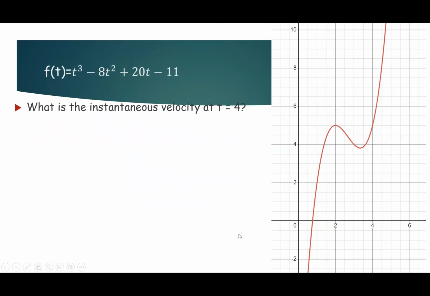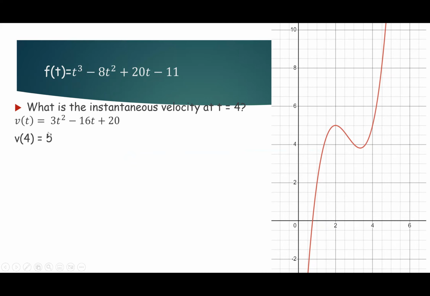What's the instantaneous velocity at t equals 4? Well, here's the velocity function. It's the derivative of f of t. So the derivative of t cubed is 3t squared. The derivative of 8t squared is 16t. The derivative of 20t is 20. And the derivative of 11 is 0.